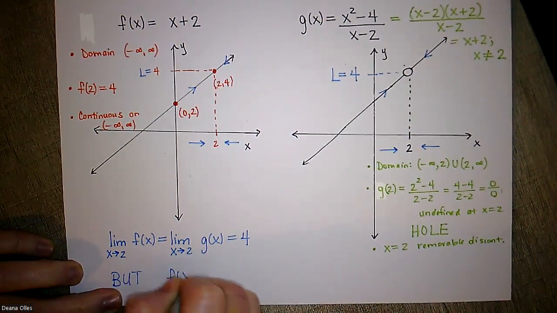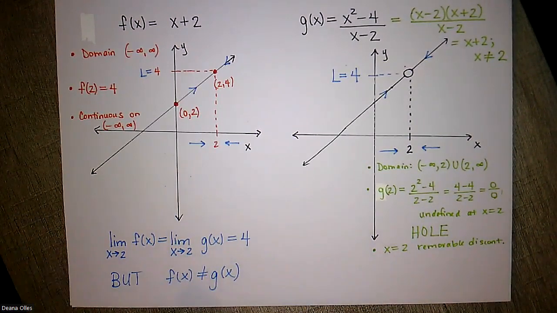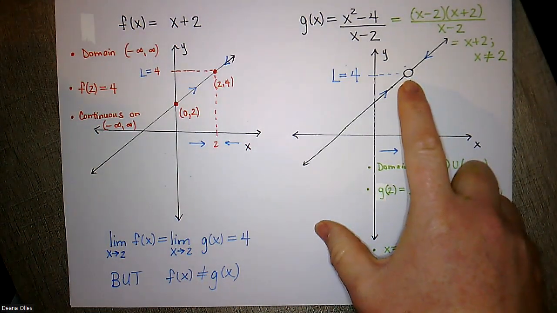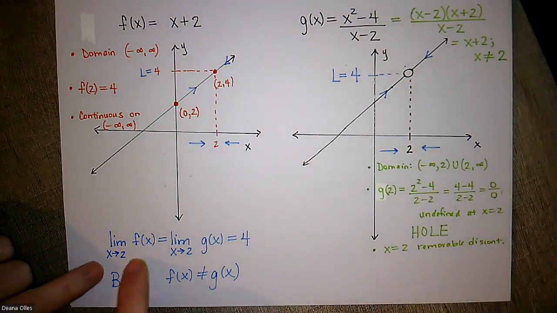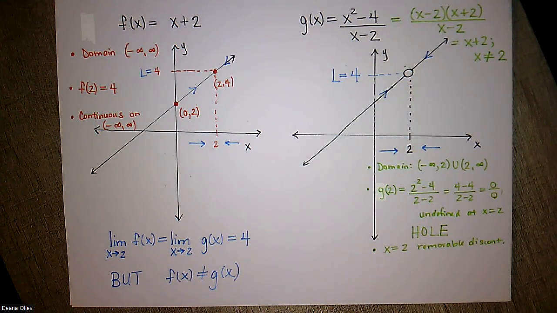but f and g are not the same function. So you'll hear me say quite often, limit existence does not indicate function existence, because I don't have to get to this hole. I just have to get arbitrarily close to it. All right. And so while, yes, the two limits are the same, the functions are not at 2. Okay.